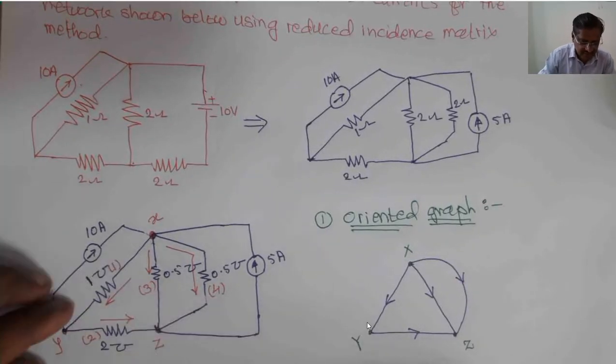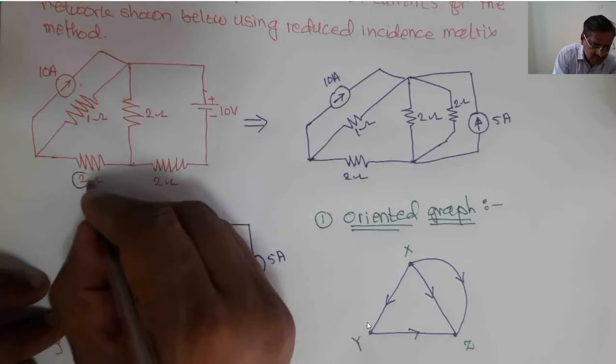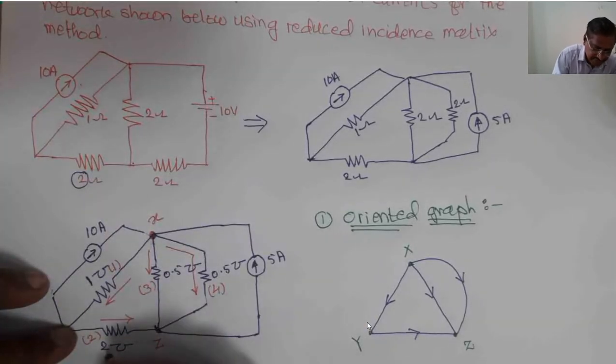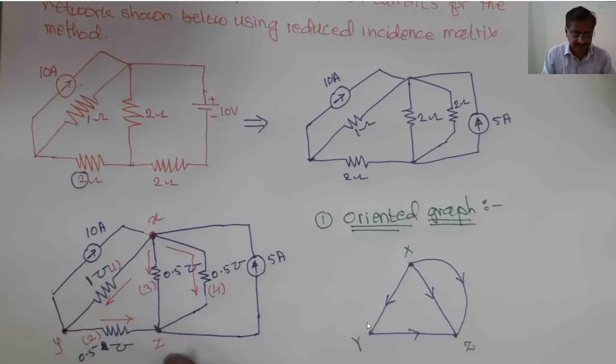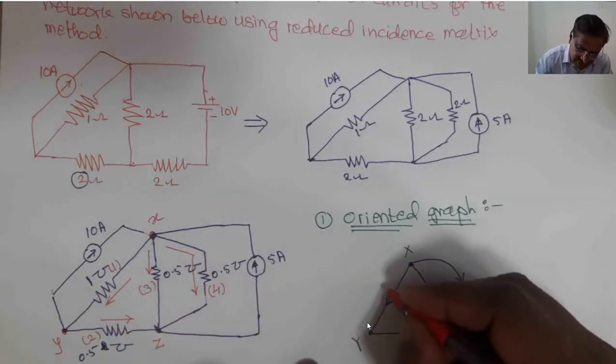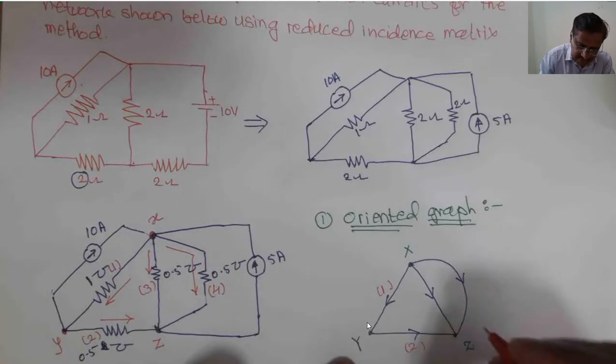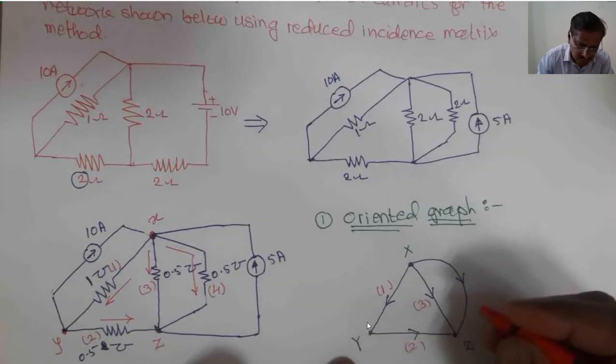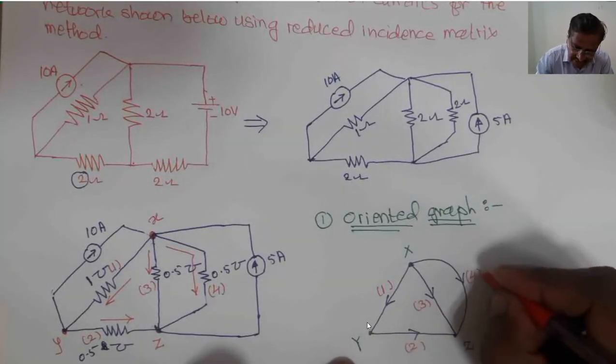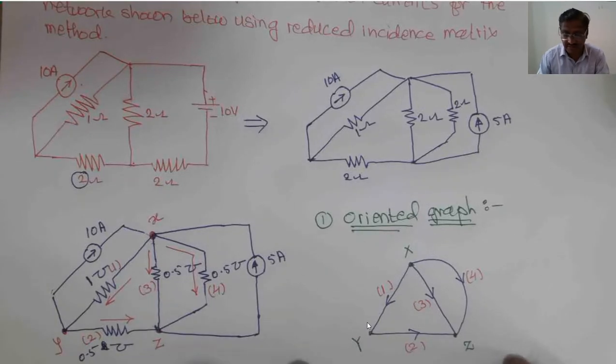I will mention here this value, it is 2 ohm. This should be the 0.5 ohm. I will correct it. This should be the 0.5 ohm. This is 0.5 ohm. Is it right? Now this is one branch, its direction is downward. This is the second branch, its direction is forward. This is the third branch, its direction is downward. And this is the fourth branch, its direction is downward. These are the branches and their respective points. And this graph is nothing but the oriented graph or directed graph.